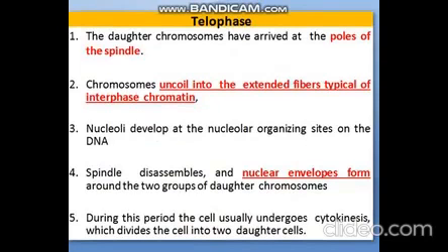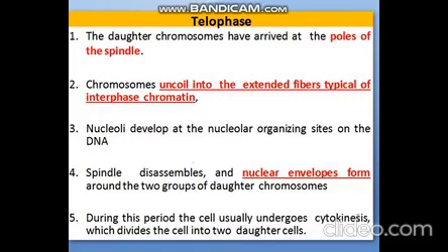So telophase is considered the last phase of the M stage, and during this the poles of the spindle fibers have arrived, the daughter chromosomes have arrived, and nucleoli start developing, and nuclear envelopes are rearranging themselves to form the daughter nuclei. And during this period, the cell undergoes cytokinesis, that means the division of the cytoplasm, and an equal volume or equal amount of the cytoplasm is present in the two daughter cells.